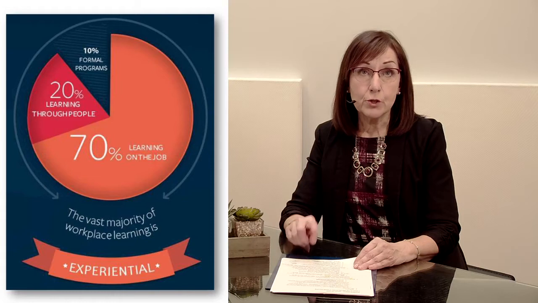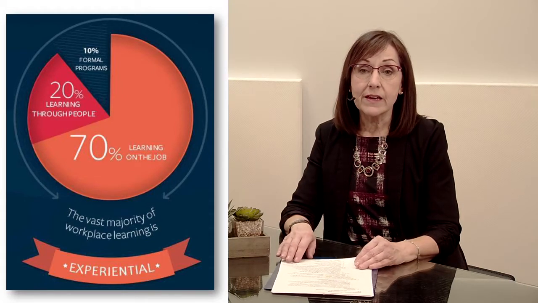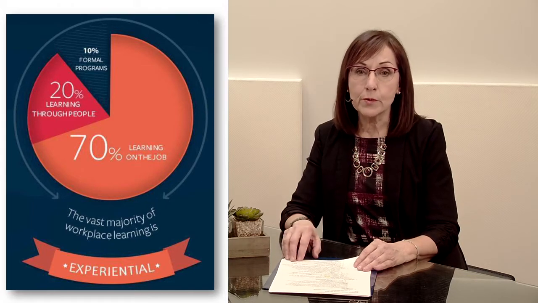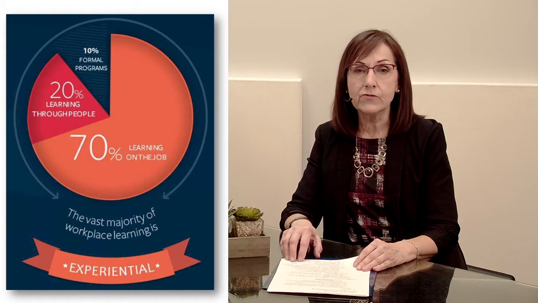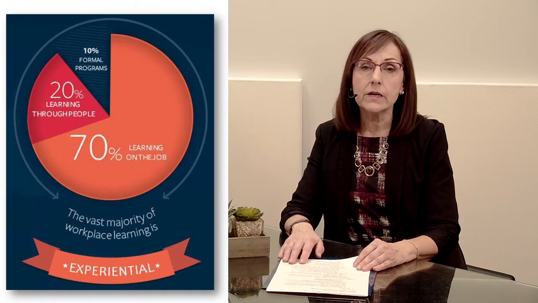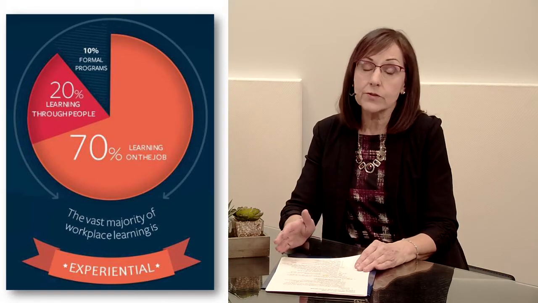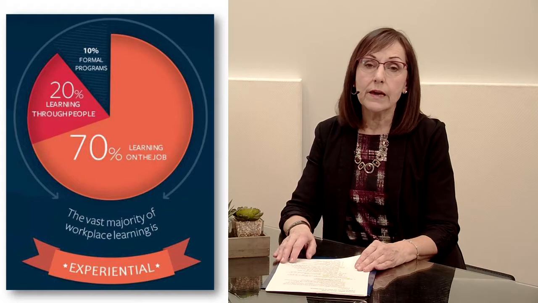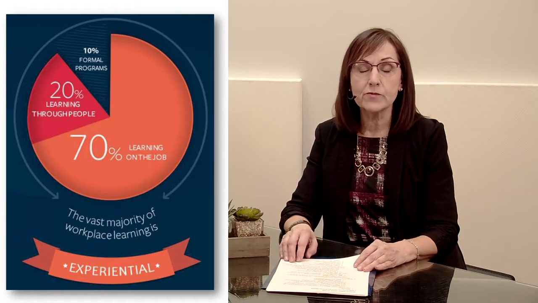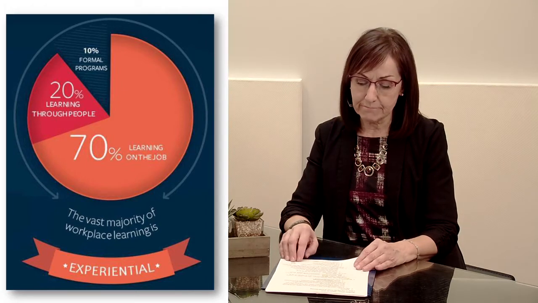The great thing is, as you can see from the visual on the screen, we now know that the 90% that's informal learning can be broken down further. That 70% is associated with experiential learning, or learning by doing, learning on the job, if you will. The other 20% of our informal learning comes from social learning, learning with others and through others.